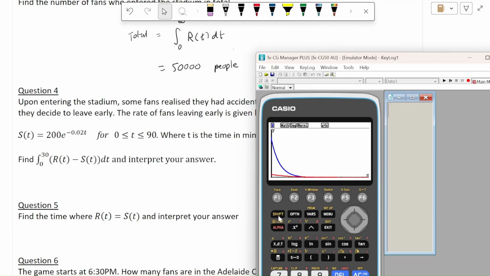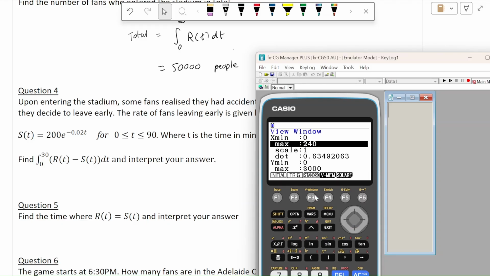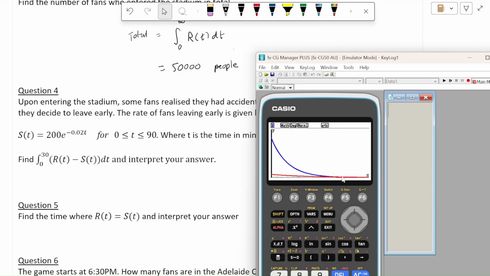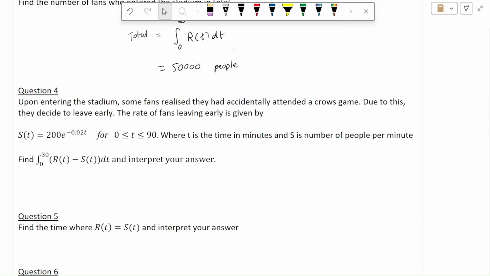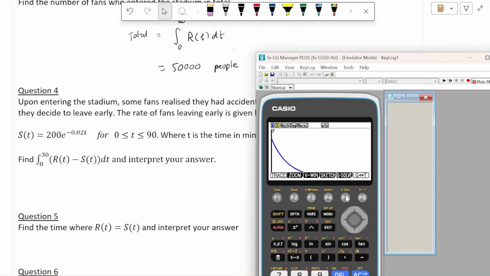What I might do is just shrink my x window down a little bit. So maybe I can go 120 or something like that. Okay, so you can see the graphs do cross over eventually. The red one is a little bit higher up at the end. But we want to find the integral of R take S. So a nice good way to do this is to use the mixed integral function. And essentially what we're doing is we're finding the area between the two.